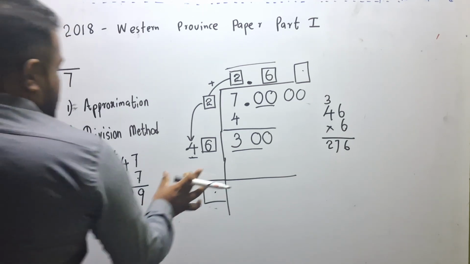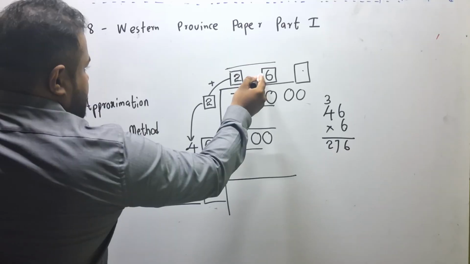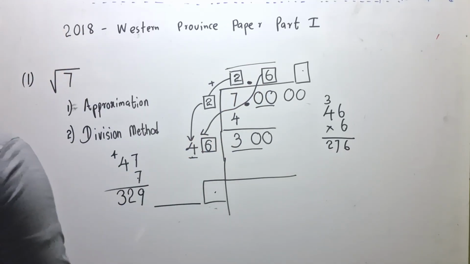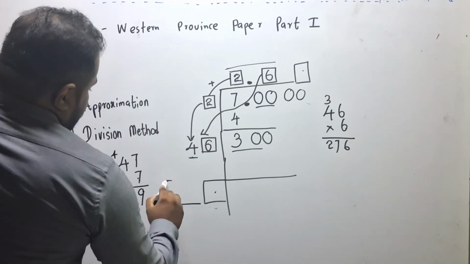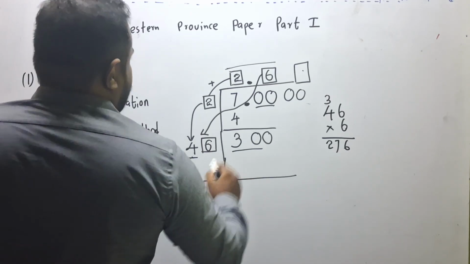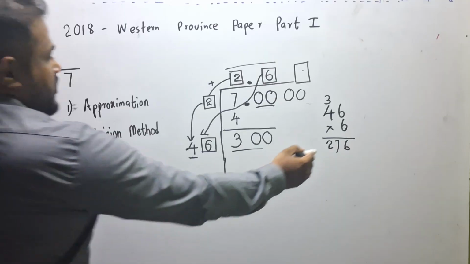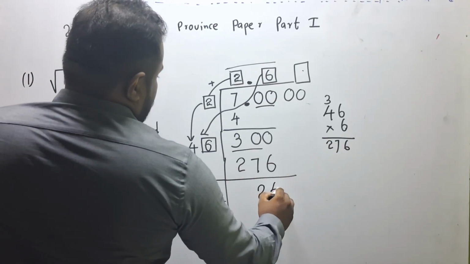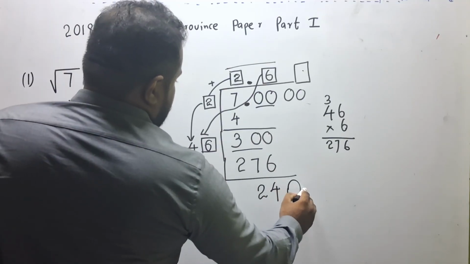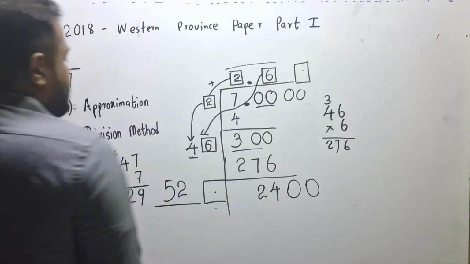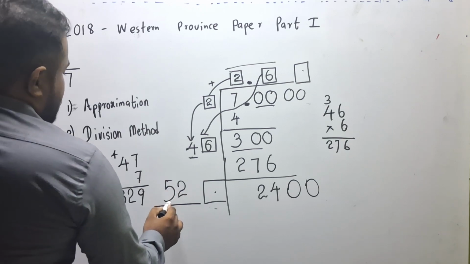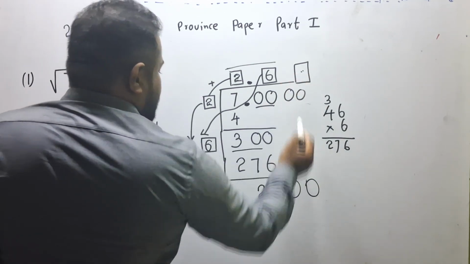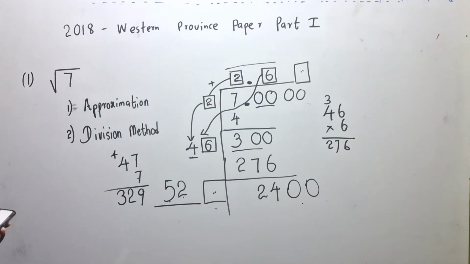Or the value that should come here is this 6 plus the value we wrote here. Okay, we are getting 52, and 6 times 46, we got 276. Subtract, it gives you 2 into 4. Now take these double zeros. Now it is 2400. 52 some value multiplied by that same value, which does not exceed 2400.